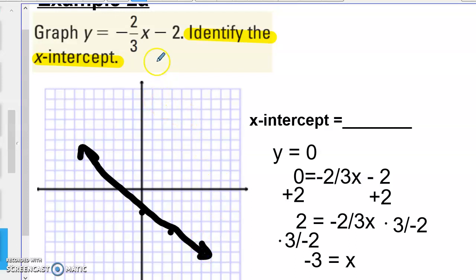So that would be the graph of that equation in slope-intercept form. Now, to identify the x-intercept, I can see where this line crosses the x-axis, and I see that it crosses here. It's kind of not a perfectly drawn line. It should actually cross at -3.